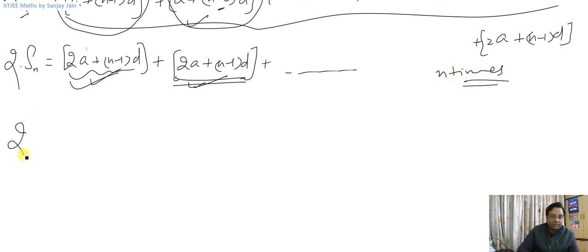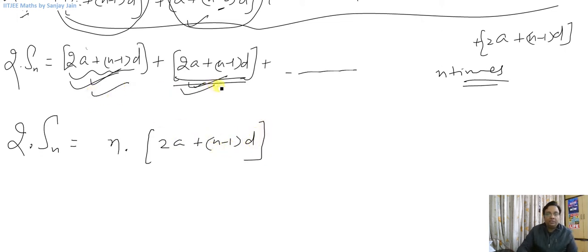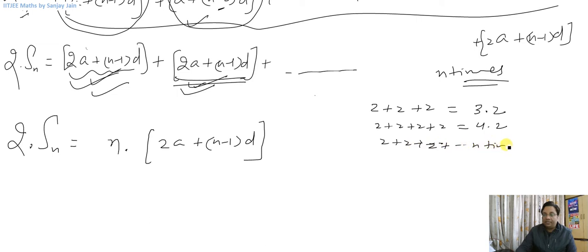So what can I say about twice of Sn? That it is equal to n times (2a plus (n minus 1) into d), right? 1, 2, 3, 4, n times. What I mean is, if I write 2 plus 2 plus 2, three times, I can write it as 3 into 2. If I write 2 plus 2 plus 2 plus 2, four times, I can write it as 4 into 2. If I write 2 plus 2 plus 2, n times, I can write it as n into 2. I hope you understand this much, right?